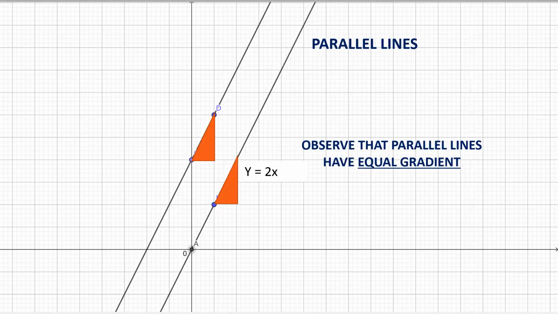We now consider gradients of parallel lines. You will observe that the vertical increase and the horizontal increase in both lines are the same. Therefore, observe that parallel lines have equal gradients. Because one of these lines has equation y is equal to 2x, that is, the gradient is 2, the gradient of the second line is also equal to 2 because they are parallel lines. Remember, parallel lines have equal gradients.